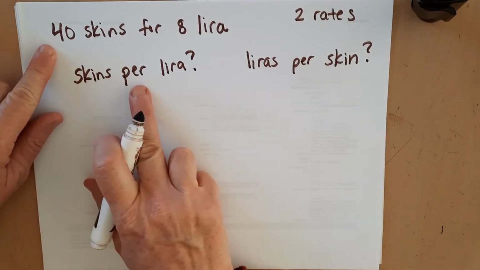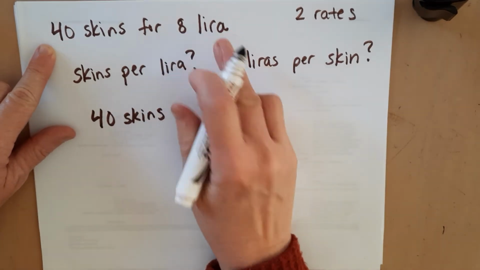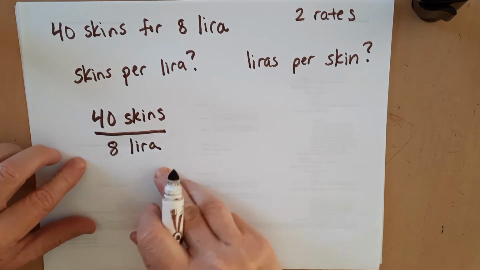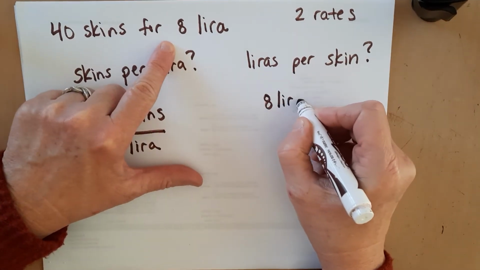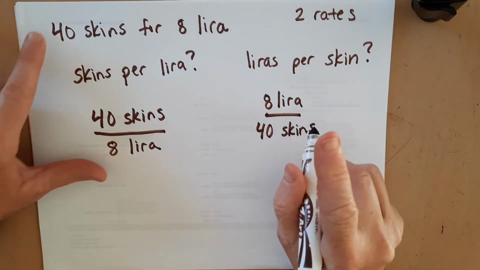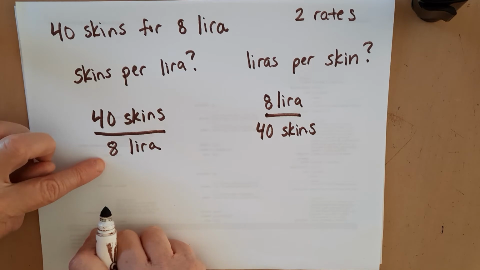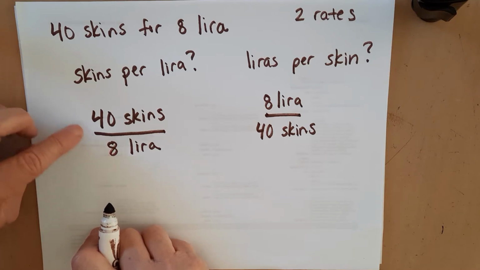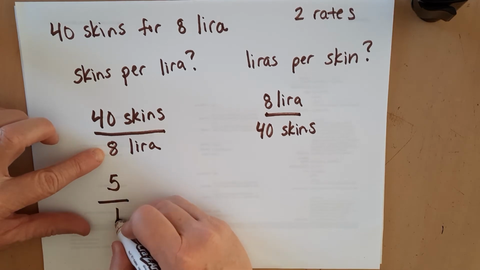In this one, skins per lira, we want to put the number of skins on top, 40 skins, and 8 lira on the bottom. For liras per skin, it is the opposite. We want to put 8 lira on top per 40 skins. We aren't quite finished yet because we can simplify this fraction. When you look at 40/8, you can divide the numerator and the denominator both by 8. 40 divided by 8 is 5, and 8 divided by 8 is 1.